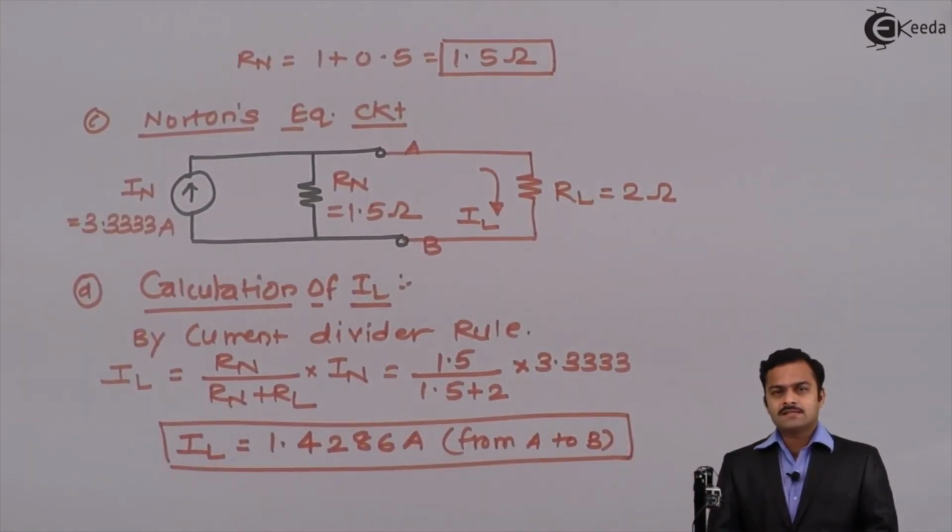So this will be the answer for the question that is asked: what is the current flowing through the 2 ohm resistance? In subsequent videos, we will solve more numericals based on Norton's theorem.